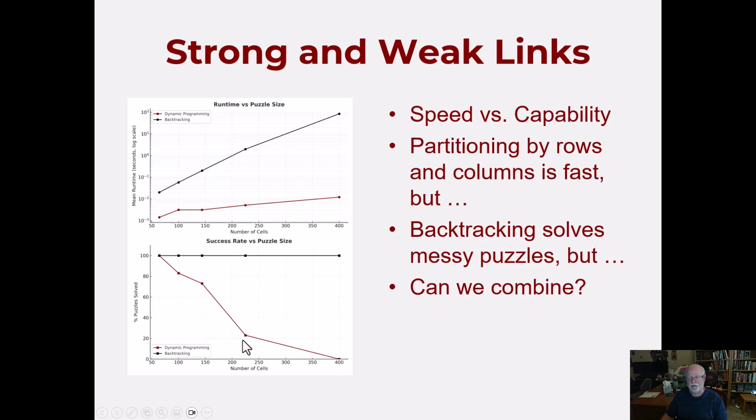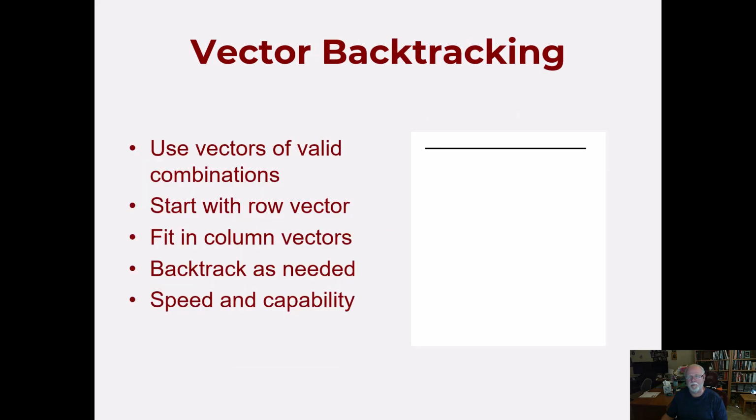And so, for example, using the size of puzzle we looked at on the last slide, a dynamic programming approach can only solve about 23% of those puzzles. By the time we get to 400 spot puzzles, the dynamic programming approach can only solve less than 1 in 1,000. And so the question I ask myself: can we combine this? Can we make a hybrid approach that makes the best of both worlds? And I think the answer is yes.